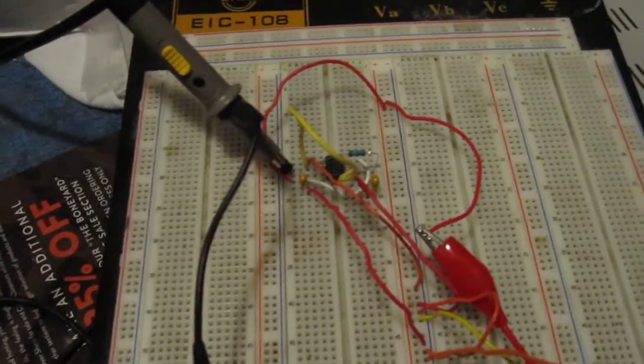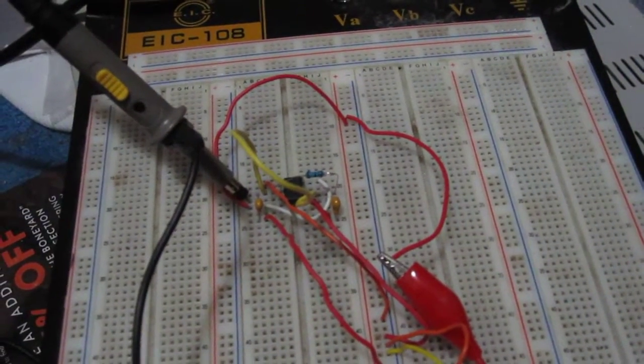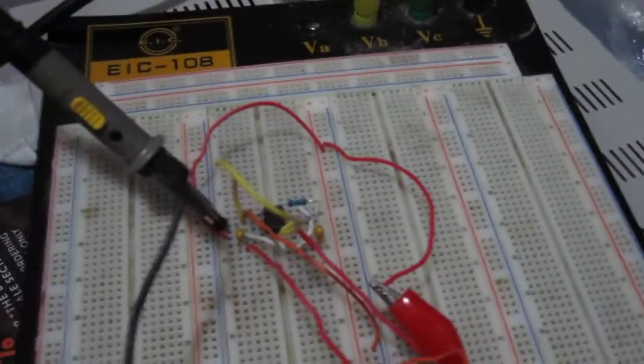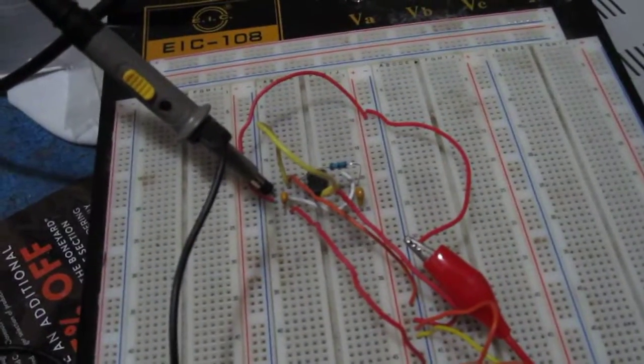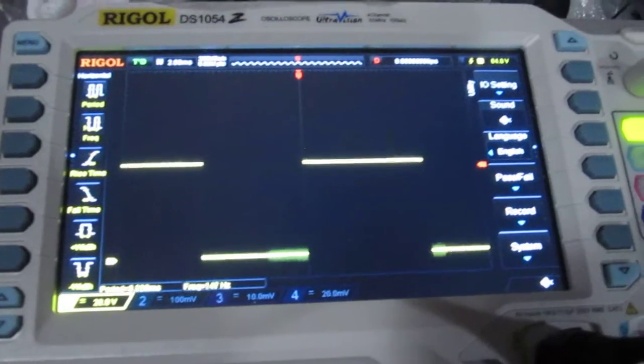And you can change the frequency of the signal by adjusting the values of the resistor or capacitor in the RC network. Right now, in this circuit, I have a resistor value of 1 megohm and a capacitor value of 10 nanofarads. So this produces the 60 hertz signal that can be shown here.